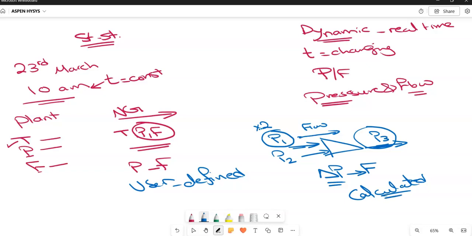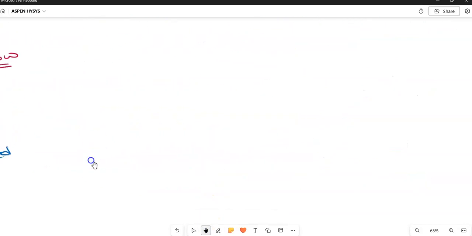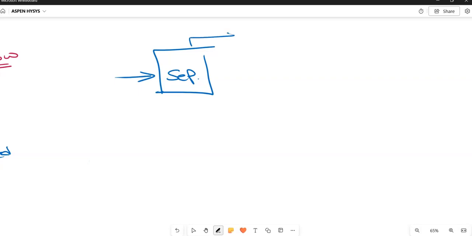So we are going to see this through the course, but it is really important at this point to understand that if we are talking about the dynamic, we are talking about the relation between the pressure and the flow. So if we have an equipment like the separator, when we come to the separator, we will find we have an inlet and maybe two outlets, the vapor and the liquid, and here we have our feed.